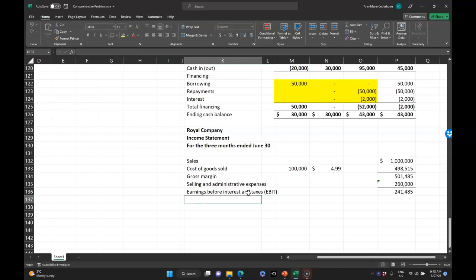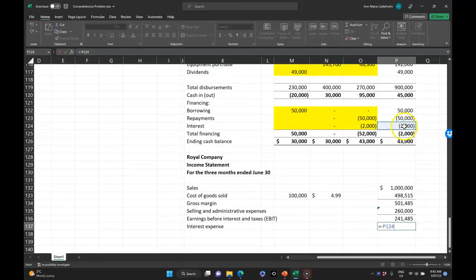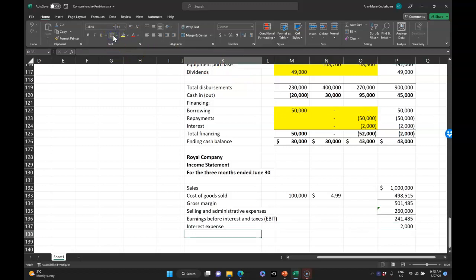And now let's subtract our interest expense. So that's coming from my cash budget, because that's the only place that I calculated the interest from. So I'm taking the interest rate here. So this is my cash budget. And that's the 2,000. And then that will give us our earnings before tax, so EBT.